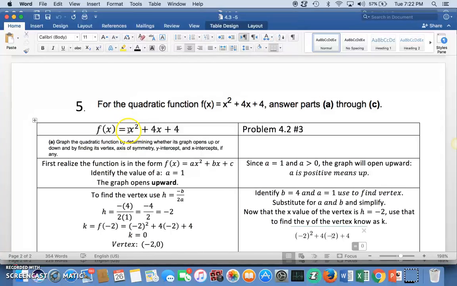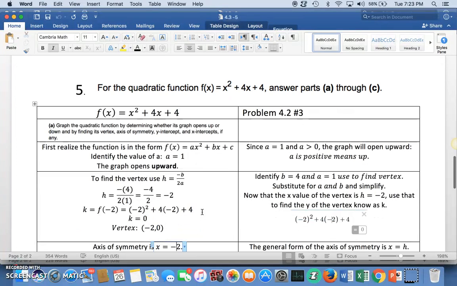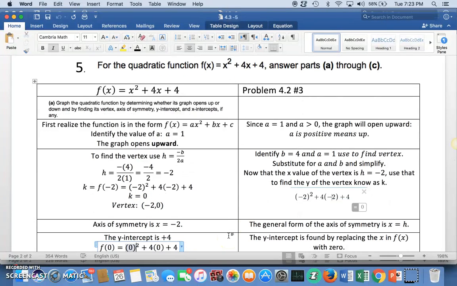Your a here is 1. It's a positive number. Since it's greater than 0, it opens upward. Then you're going to find the vertex by using negative b over 2a. b is 4, negative 4. 2a, 2 times 1, 2. Negative 4 over 2 is negative 2. If you plug that in and evaluate it, it is 0. That is the answer there. So you've got a 0. So negative 2, 0. Then you go through and answer the rest of your questions.